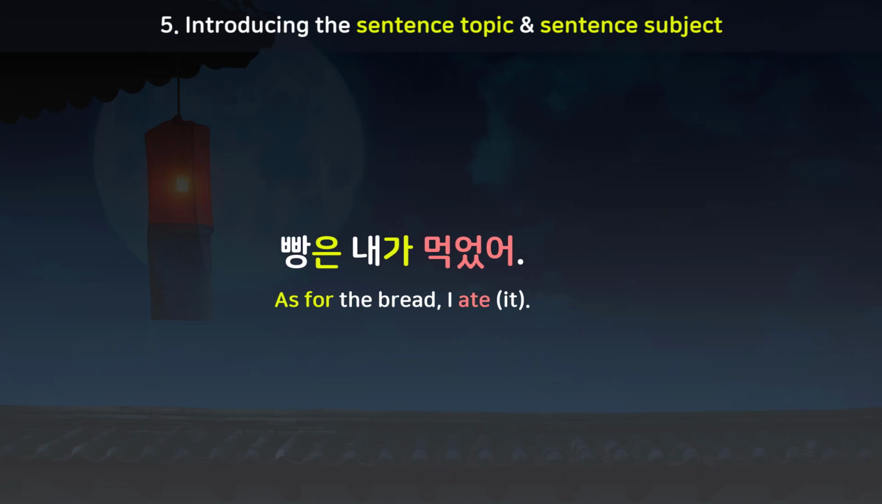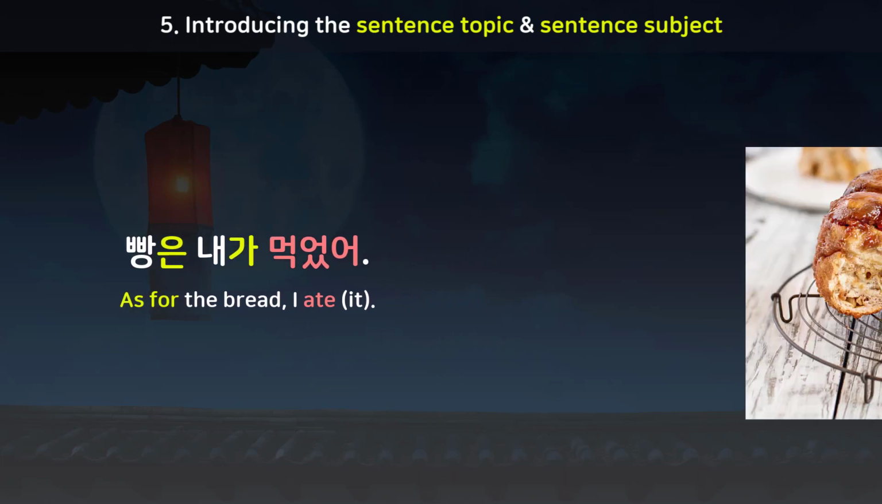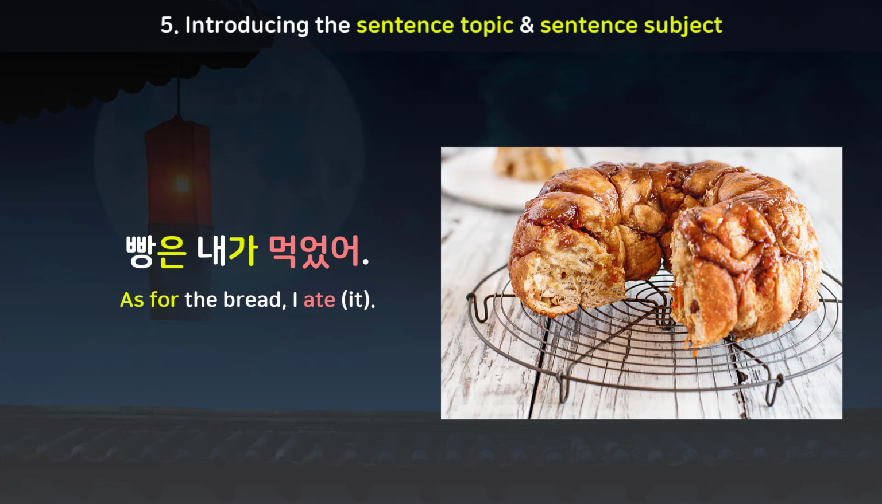And in terms of when this sentence can be used, imagine that your older sister is upset because she had bought some food for herself, but you and your younger brother ate what she had bought. So when she asks who ate what, you want to say that in terms of bread, I ate it. Then you would say 빵은, as for the bread, 내가 먹었어. I ate, or I ate it.